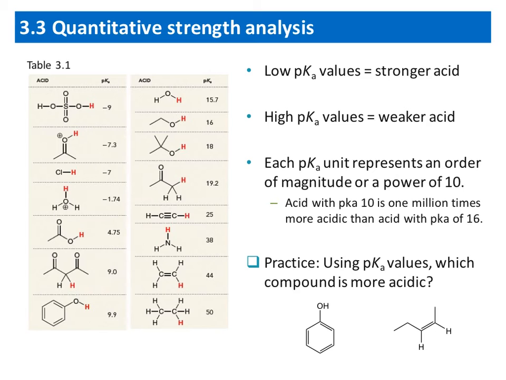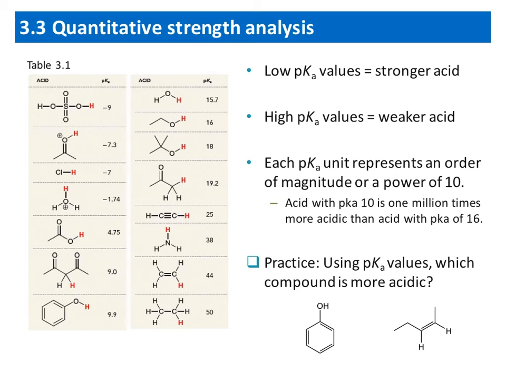We can also think in the opposite way for bases. So if an alkane is a weak acid, in its basic form it is the strongest base, and sulfuric acid, which is the strongest acid, in its basic form is going to be the weakest base.